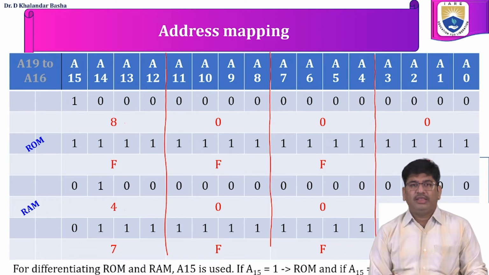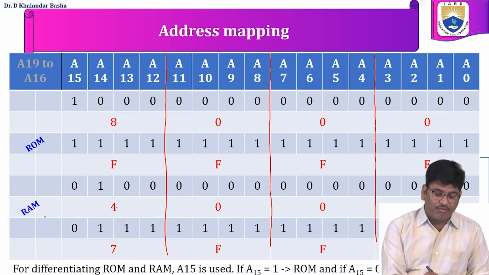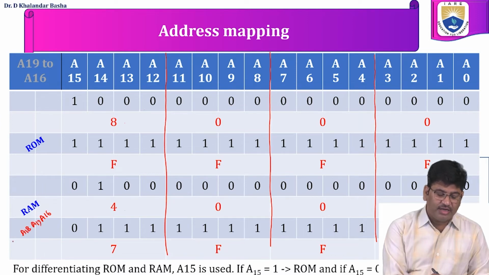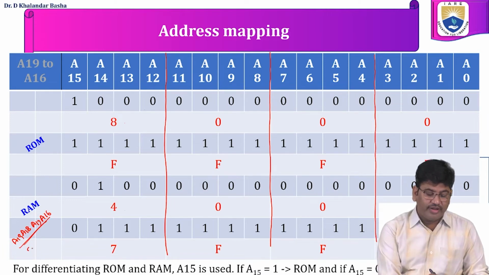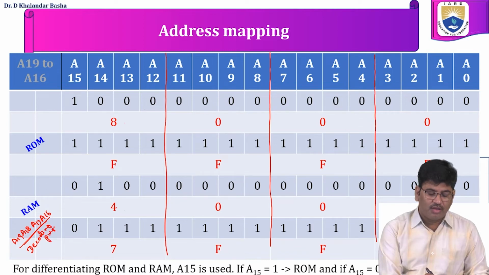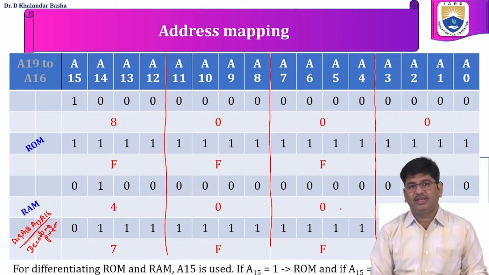Now coming to the address lines A16 to A19, what is the value we have to pass? Here the address lines left out for decoding purposes are A16, A17, A18, A19. These lines are used for decoding purposes or for enabling the chips, so we can use these address lines.